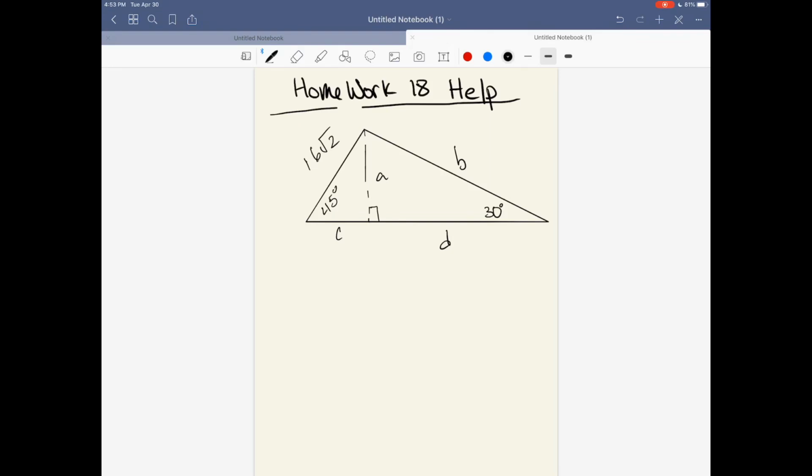Okay, so at first glance, yes, it does look like a lot of information. But if you break it down into steps, you'll see that it's really not that hard. So let's first analyze what it is that they're asking us for. They want to know what A is equal to, B is equal to, C is equal to, and D is equal to. Okay, so we have to figure out what these 4 variables are equal to.